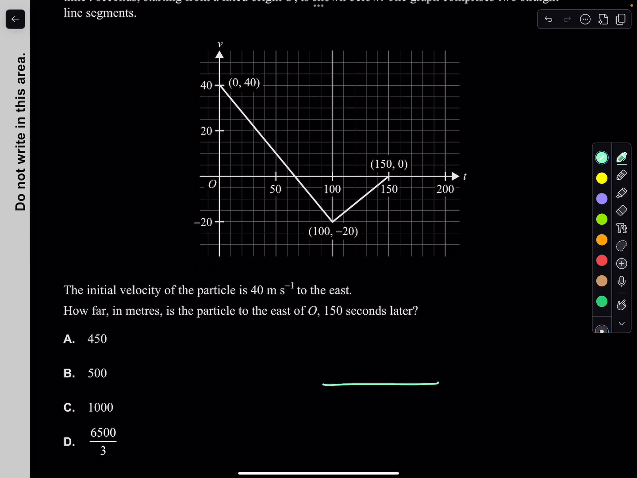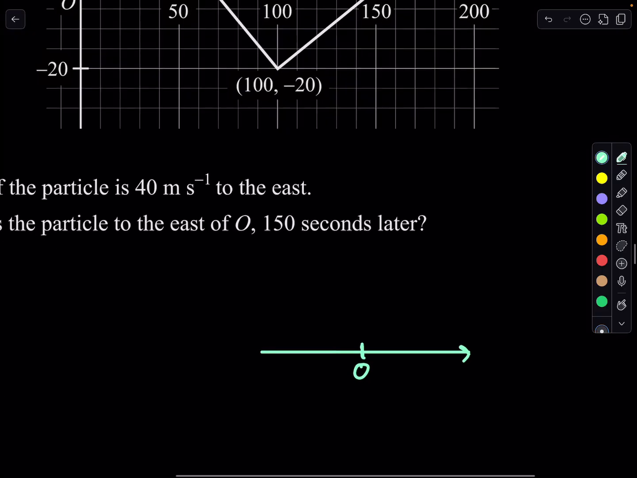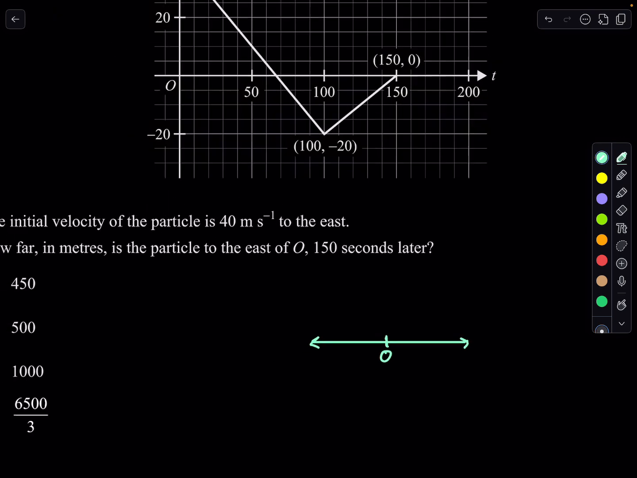So let's draw this nice timeline, yeah? And let's call this the origin O. So this is the beginning, yeah? And of course, east is to the right. This is east, and that is west, yeah? So let's think about it.